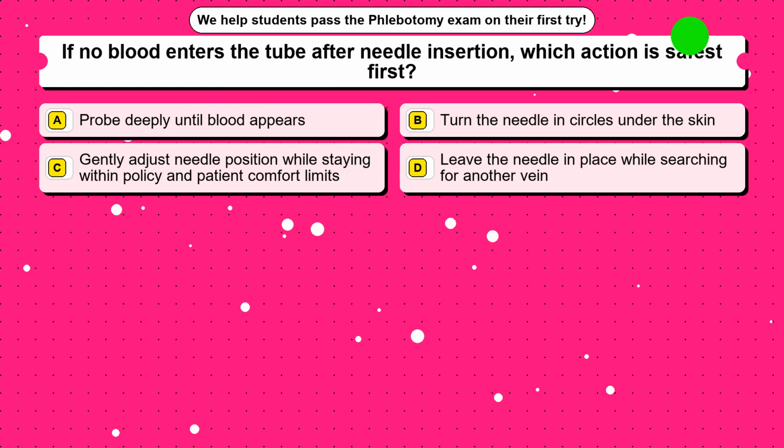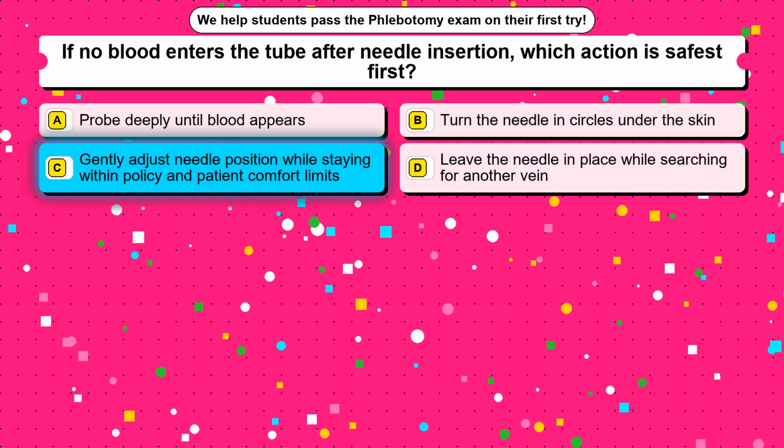Question 35. If no blood enters the tube after needle insertion, which action is safest first? Option A. Probe deeply until blood appears. Option B. Turn the needle in circles under the skin. Option C. Gently adjust needle position while staying within policy and patient comfort limits. Option D. Leave the needle in place while searching for another vein.